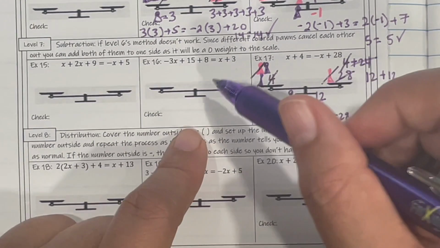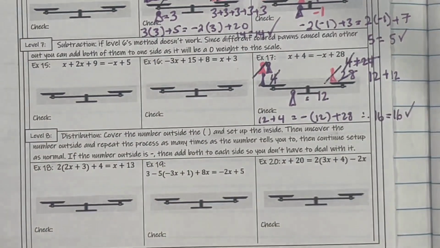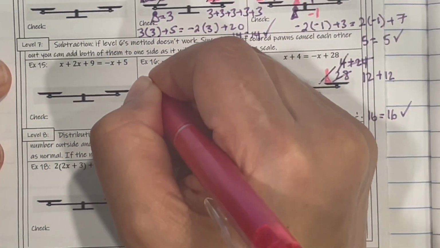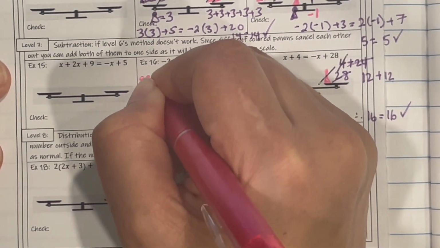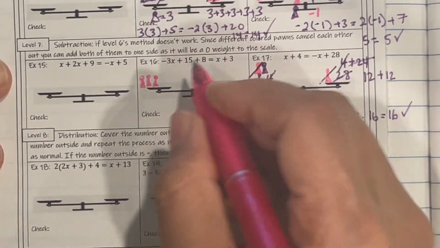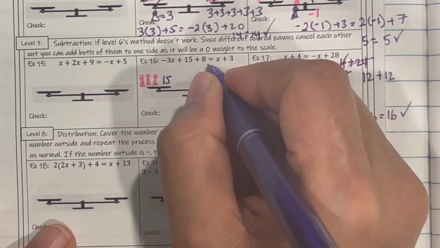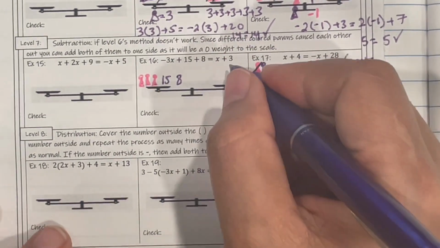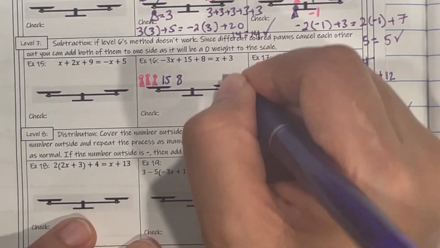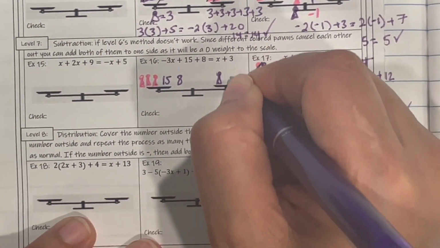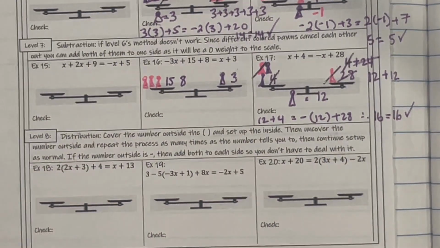All right, so again, we have negatives, so that's going to be light. So we have 3 of them, triangle in a circle, triangle in a circle, triangle in a circle. Positive 15, that's going to be dark. 8, that's also going to be dark. Then I have dark pawn, so dark, and positive, so dark. All right, so that's my scale setup.